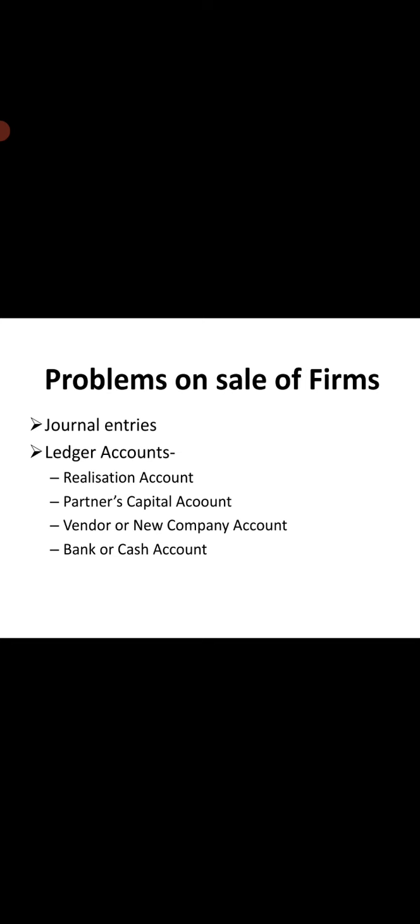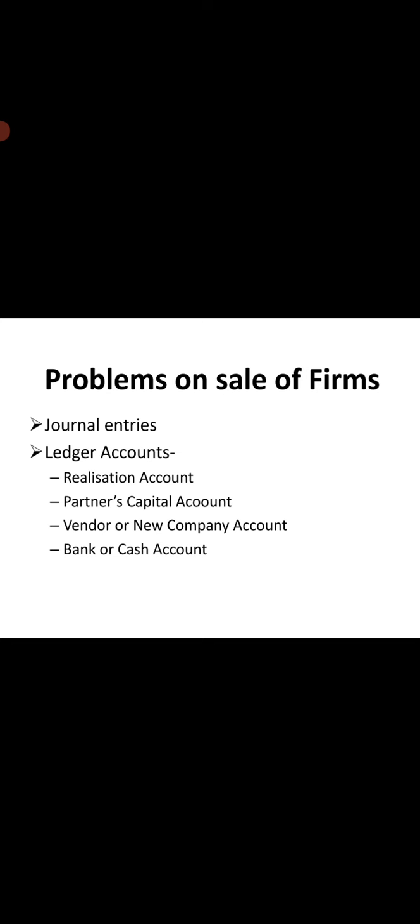Next, we have to transfer the realization losses or even profits to the partners' capital. So in this problem, we have a realization loss which will be transferred to the partners' capital in their profit sharing ratio. X's capital account debit 8,772, Y's capital account debit 5,848, to realization account 14,620. So the realization loss has been transferred.